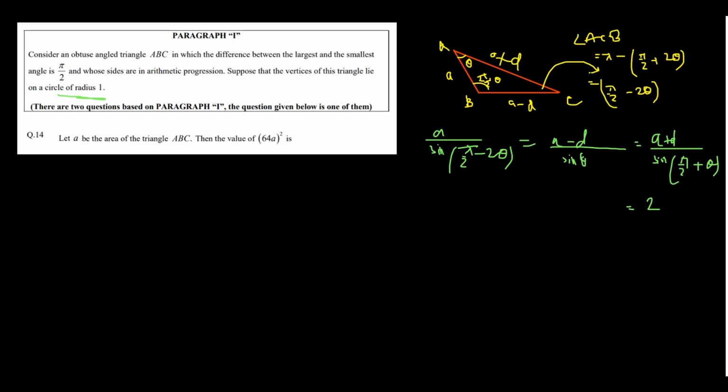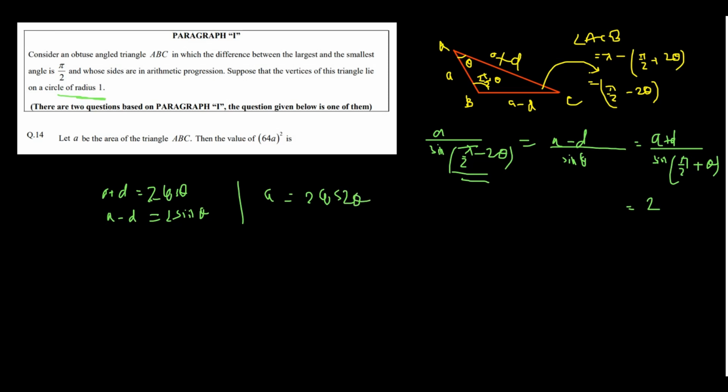So from the last two parts, (a plus d) by sine of (pi by 2 plus theta) equals 2 and (a minus d) by sine theta equals 2, we can write that a plus d equals 2 sine of (pi by 2 plus theta), and that is cos theta, so a plus d equals 2 cos theta. And a minus d is equal to 2 sine theta. Also, a will be equal to 2 sine of (pi by 2 minus 2 theta), and sine of (pi by 2 minus 2 theta) is basically cos 2 theta, so a will be equal to 2 cos 2 theta.